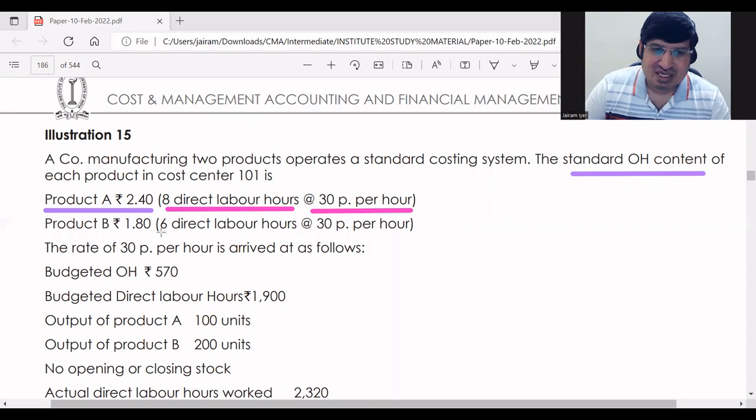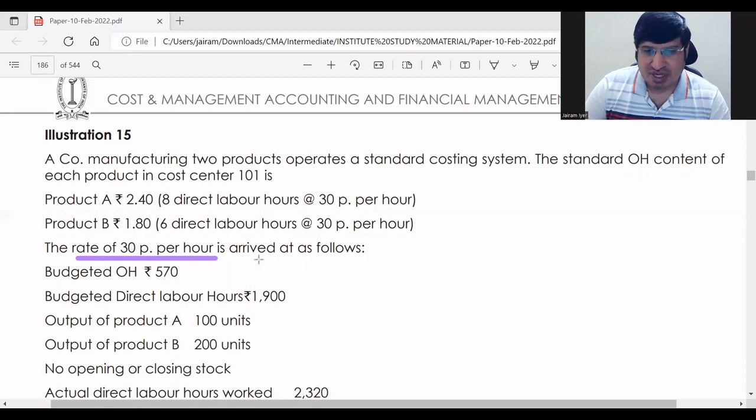Now second one is 6 direct labor hours into 0.3 again. Okay, so this gives you 6 into 0.3, that is 1.8. Right? So that means for product A, the standard overhead is 2.4, product B it is 1.8. Okay, and we have also been given the labor hours. Okay, so let's move ahead and see what all we have.